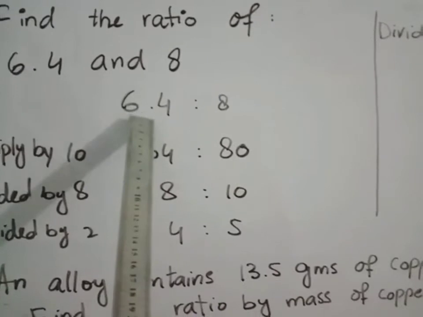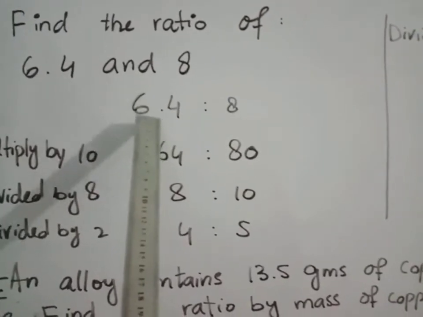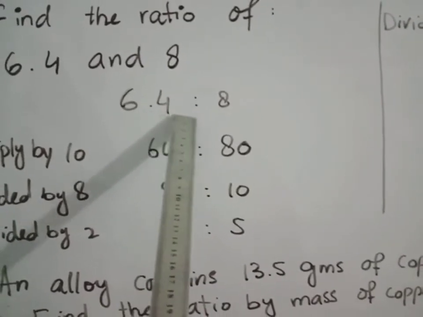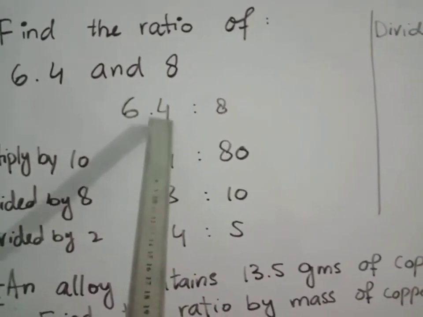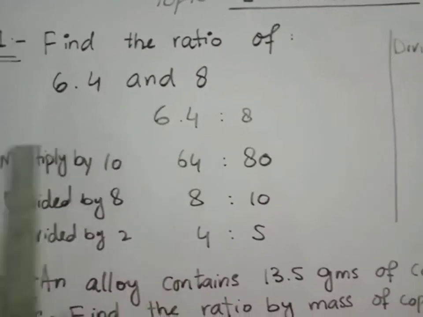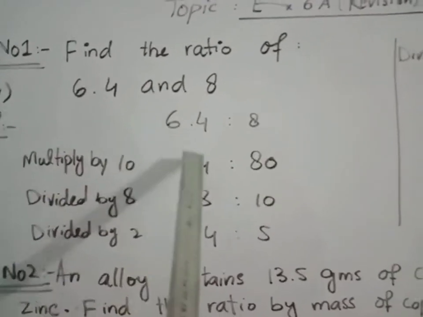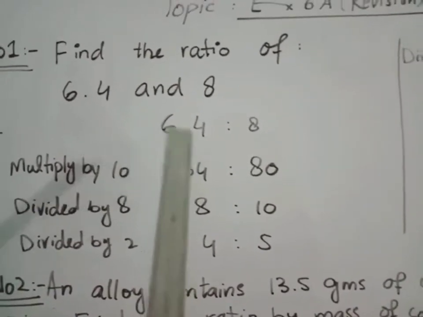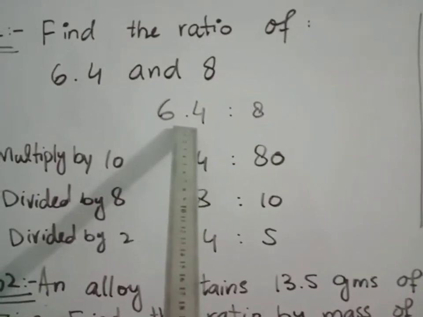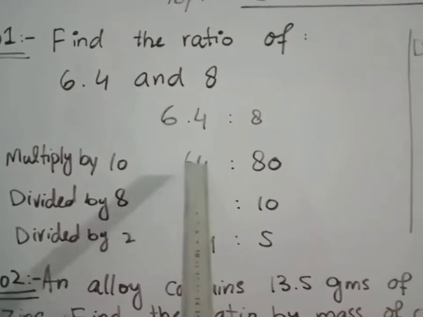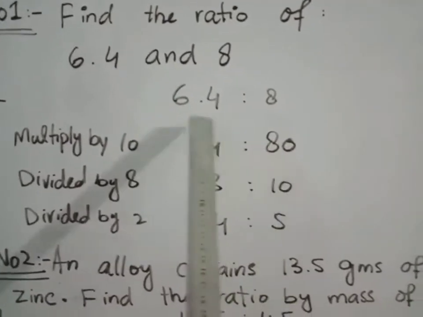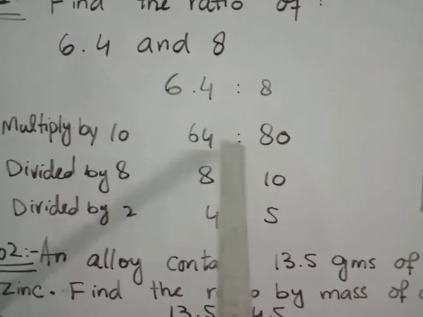So for removing this decimal you will multiply by 10, because there is one decimal place: after one number there is a decimal. Multiply by 10, then 6.4 will become 64. If we multiply 6.4 by 10, the answer is 64. Same, 8 multiplied by 10, the answer is 80. These two values are multiplied by 10.